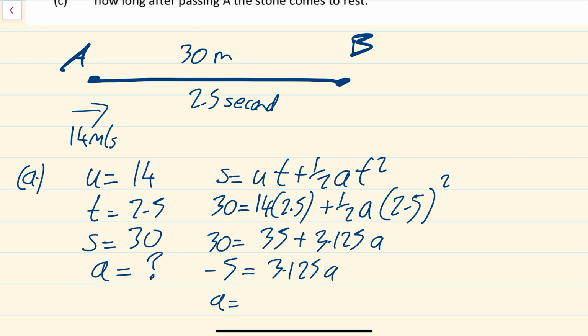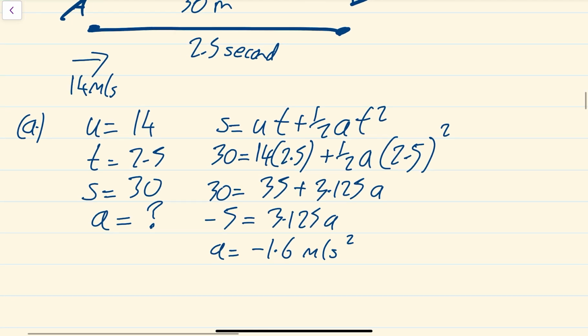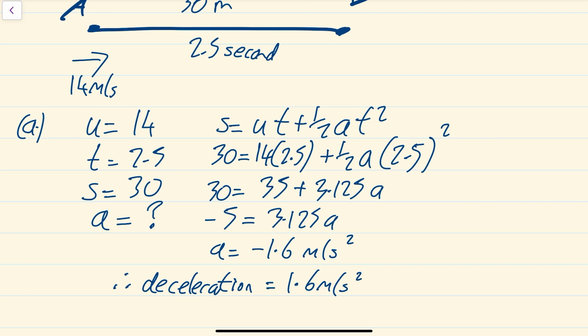Your A is going to be minus 5 divided by 3.125. And my A worked out to be minus 1.6 meters per second squared. Okay, read the question. It asked me to find the deceleration. This was my acceleration, just say therefore. Three wee dots means therefore. The deceleration is equal to 1.6 meters per second squared. Okay, that's the first bit done.